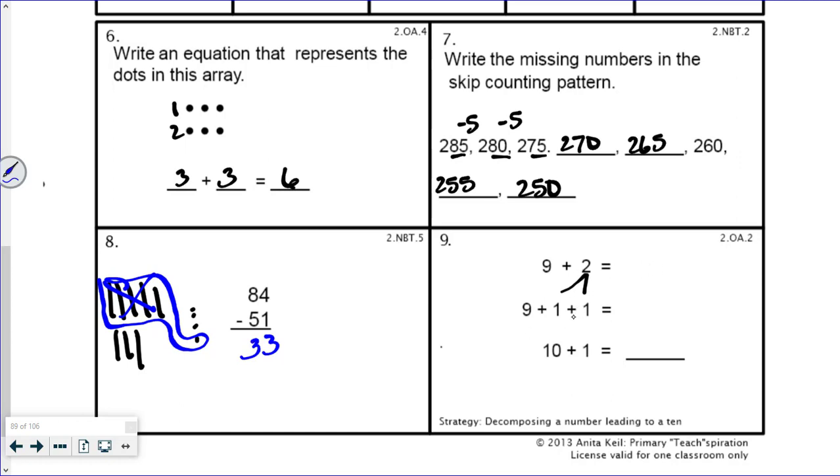I already talked about how to do this one, so now we're down to 10 plus 1 equals 11. So 9 plus 2 equals 11.